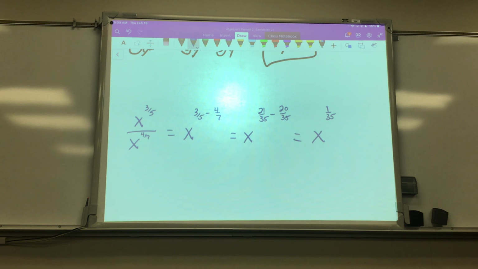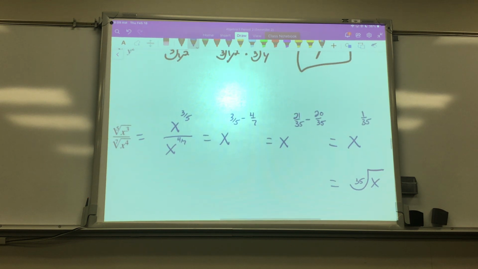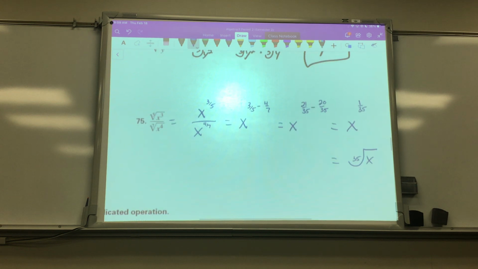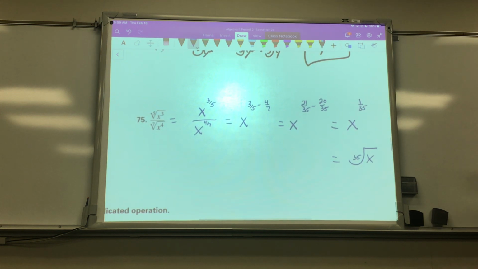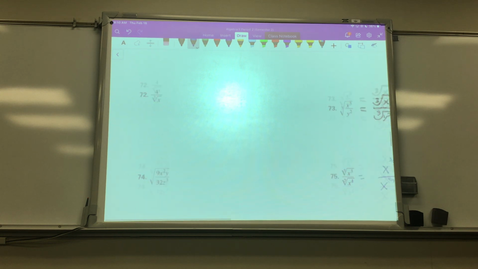Now, suppose they ask you to write it in radical form. So the 35th root of x. Why? Because technically it starts in radical form, so the result should end up in radical form. When it's test or quiz time, just make sure to read the directions; I'll tell you which one I want. Denominator is your index, numerator is the power, inside over outside.